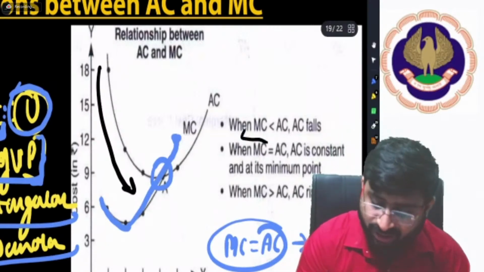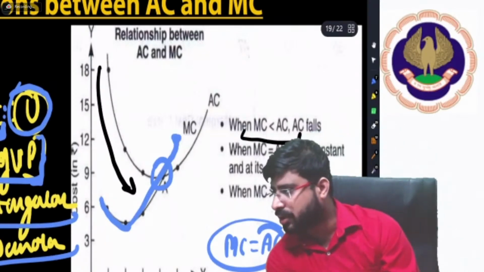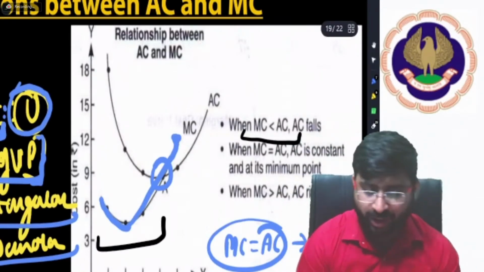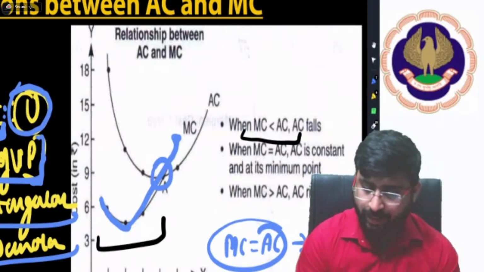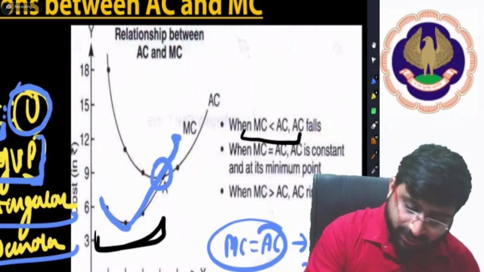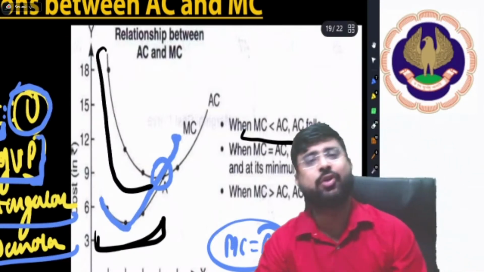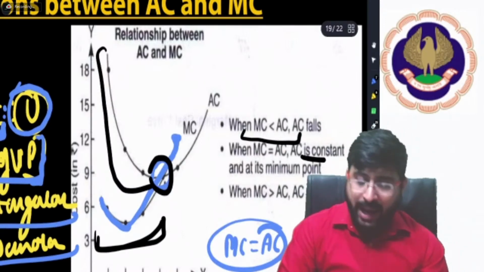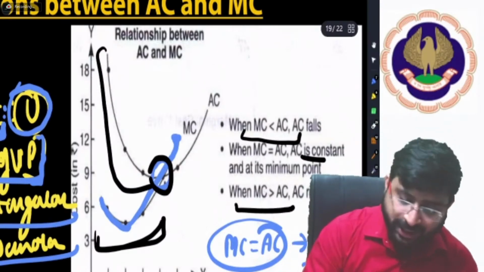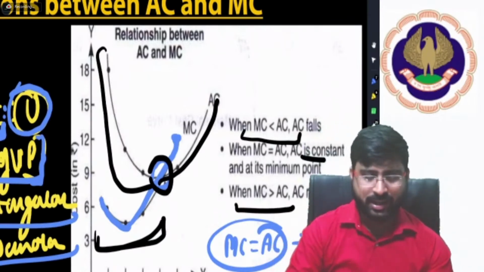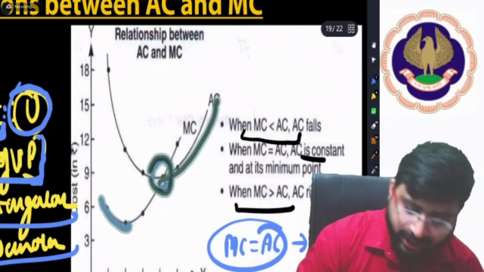First, when MC is less than AC, that is MC is below AC, then AC is falling. When MC is below AC, AC is constantly falling. When MC equals AC, AC is at its minimum. And when MC exceeds AC, AC starts rising again.